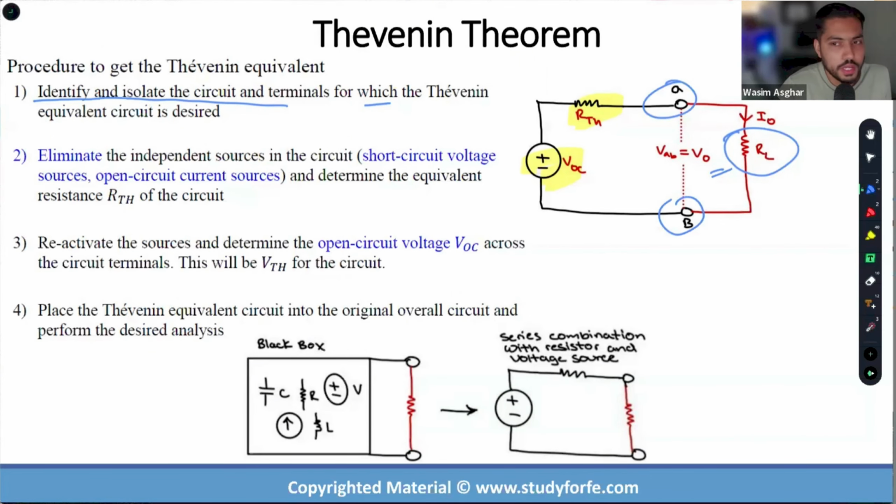Replacing that with a wire. Eliminating a current source means opening that current source by removing it and leaving an open circuit between those two terminals where it is connected. Okay, and then figuring out the equivalent series or the equivalent parallel arrangements as it may be.